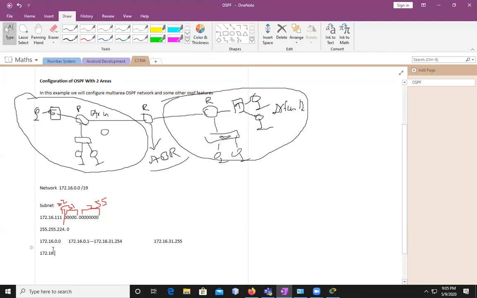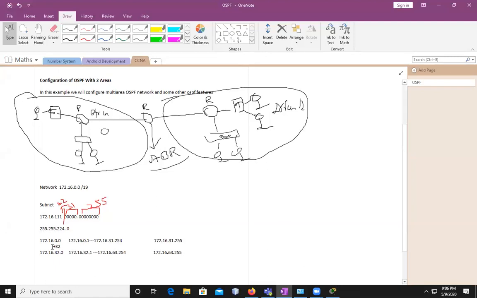Now if we add 32, 0 plus 32, how much is it? 32.0. And the broadcast will be 172.16.32 plus 31. How much is it? 63. So 63.255, right? Then the range will be 172.16.32.1 up to 172.16.63.254. That's the range, and this is the broadcast, right?